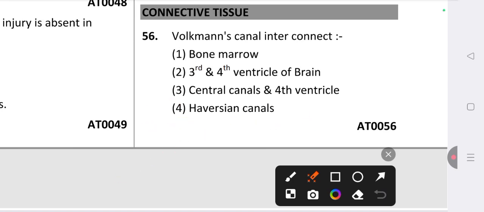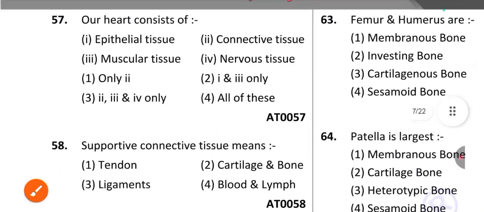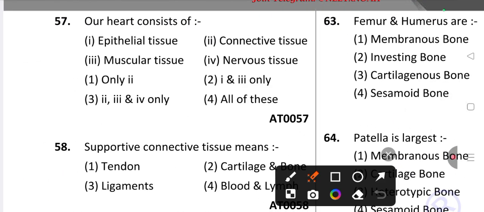And next we'll see 57th question here. Our heart consists of. So what is our heart consist of? It consists of all of these. Yes, we can see epithelial tissue, connective, muscular, and nervous. Every tissue we can see in our heart.